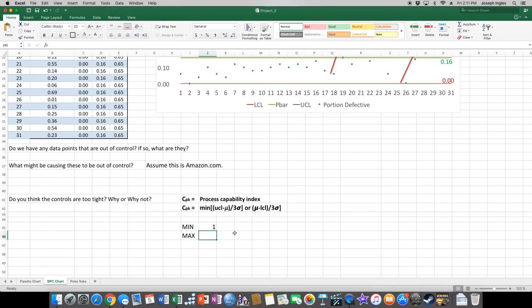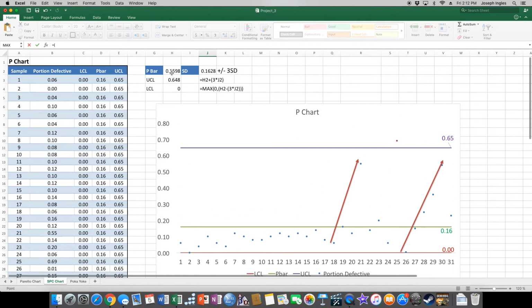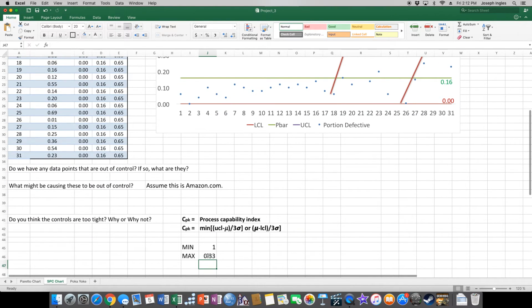Okay? To find the next half of this, then we should look to see what the difference between the mean minus the LCL divided by 3 standard deviations is. So we're going to say equals mean P bar minus LCL divided by, open parentheses, 3 times standard deviation. And here we're going to get 0.33.